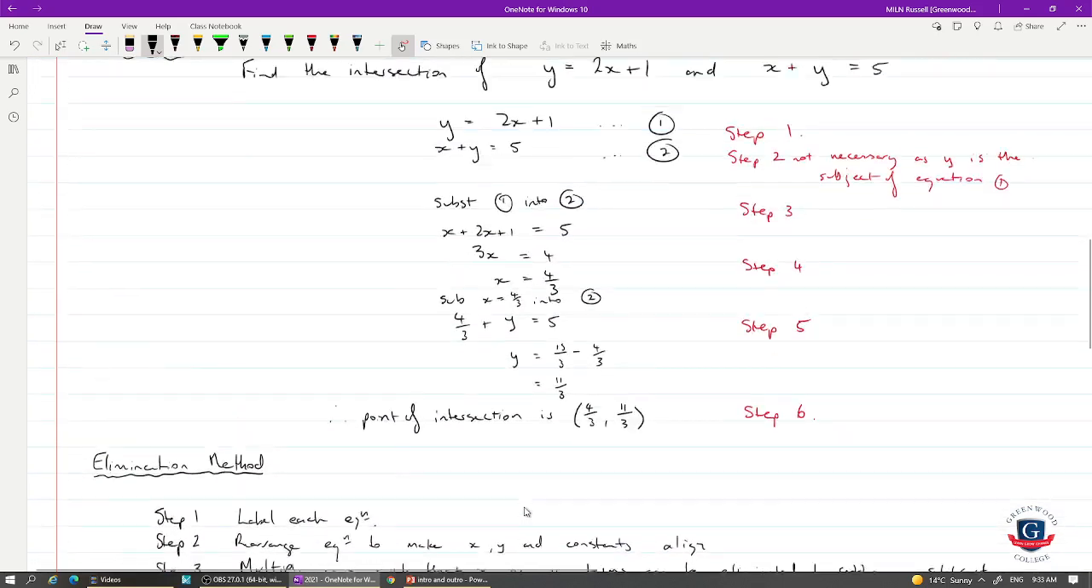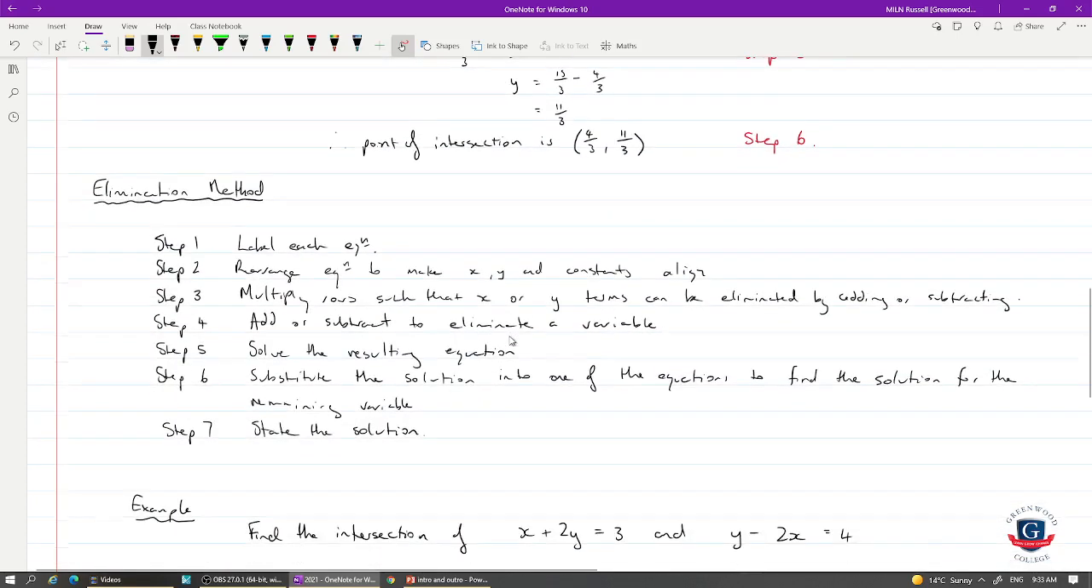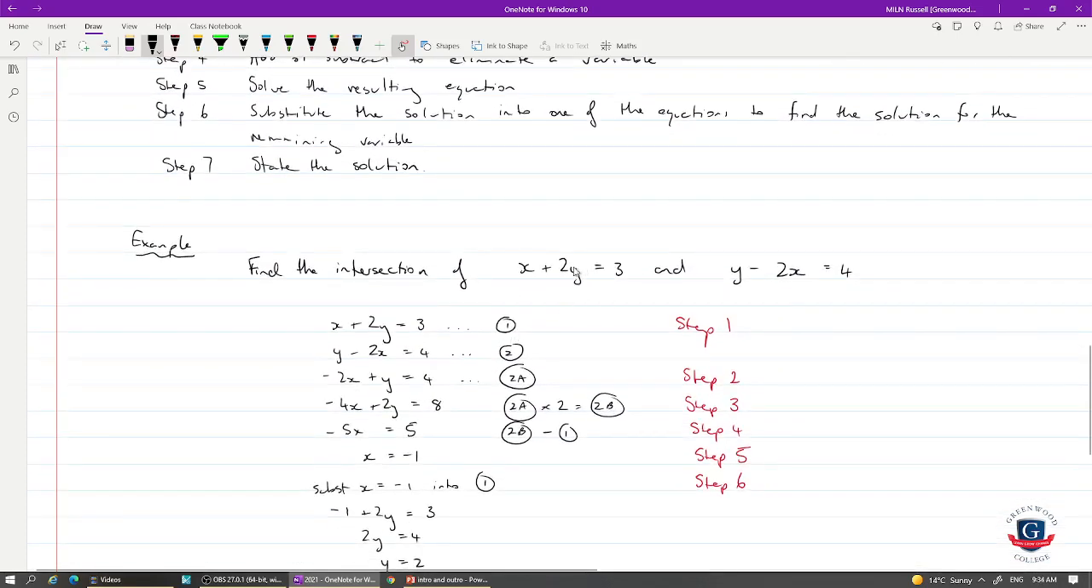So just to be clear, you would usually use the substitution method when you're given an equation or can easily make an equation with either x or y as the subject of the equation. You would use the elimination method if you can easily see that you can line up the variables, as we did here with 1 and 2a.